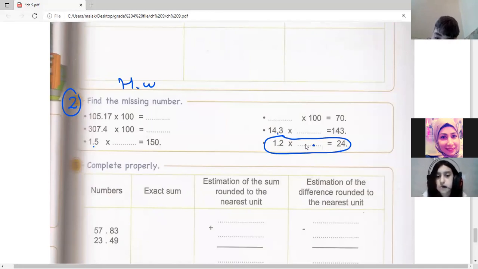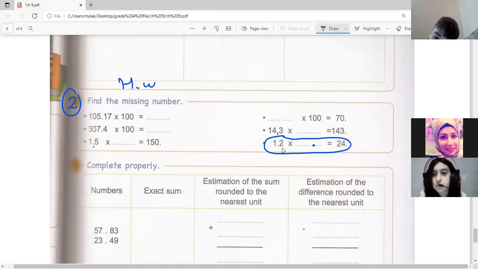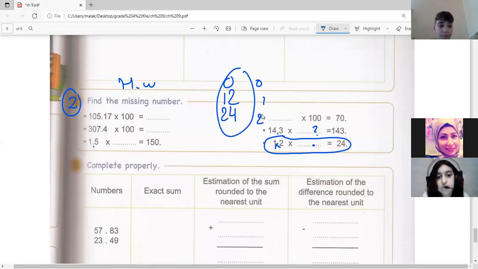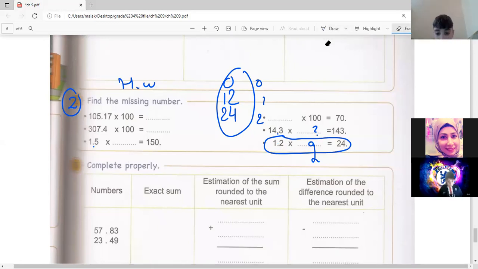Look. I think we have to put 0.12. If we remove the point here, should we see the number 12? 12 times 2. Which number equals 24? Let's write table 12. 12 times 2. Bravo. So which number in table 12 gives us 24? It's 2. Now we place the point. How many digits should we count to place the point? One digit.